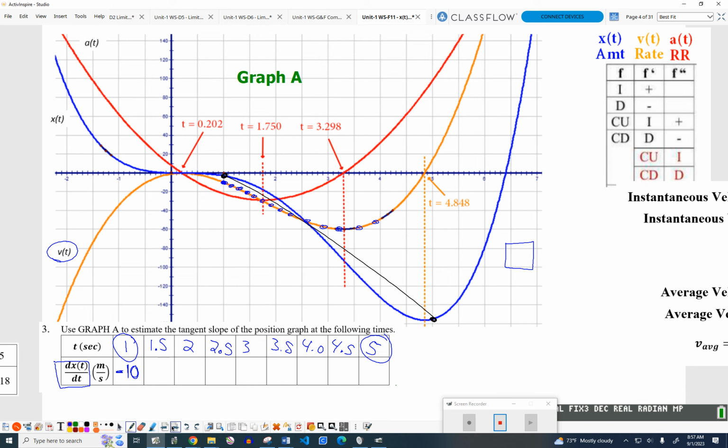Hands up, what goes in this box? Come on, hands. What goes here? -22. So that was a good hand, but you know. Sorry. They're okay. Enthusiasm is never a bad thing.